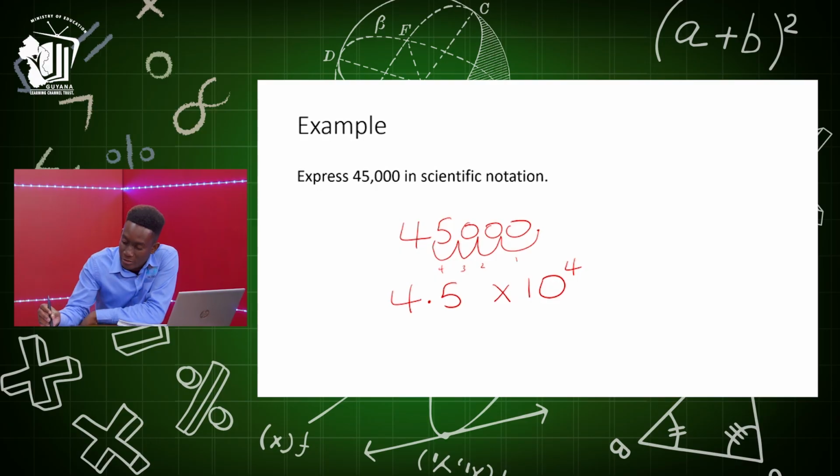Now, there's another way you can remember whether the power will be positive or negative, as you will see in the future examples. If we are moving the point in that direction, the power will be positive. If you're going in the other direction, then the power will be negative. Or we can look at the original number. If the original number is greater than 1, then the power will be positive. If it's less than 1, then the power will be negative. So let's look at another example.